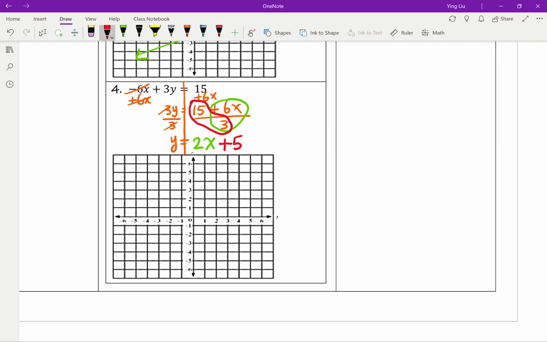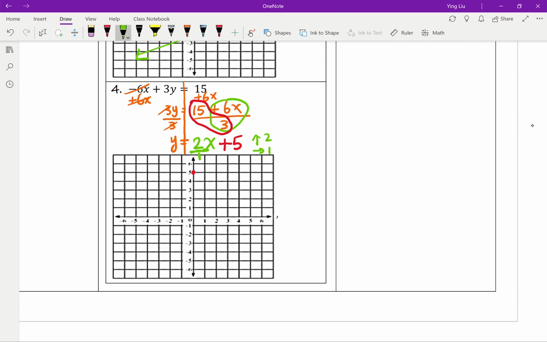And then the next thing we're going to do is plot it, graph it. So the red part, positive 5, tells us the y-intercept, so the starting point is at 5 on the y-axis. The green part tells us rise over run. Now because this is not in a fraction form, we need to change it into a fraction. That way we know how much we rise, in this case 2, how much we run, in this case to the right 1. So we're going to go up 2 and to the right 1.